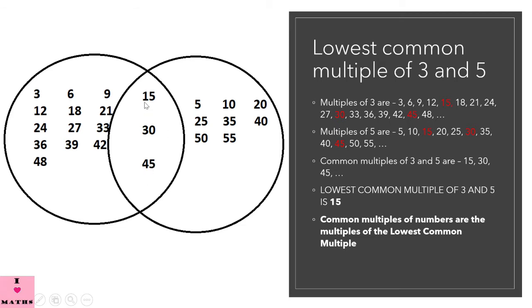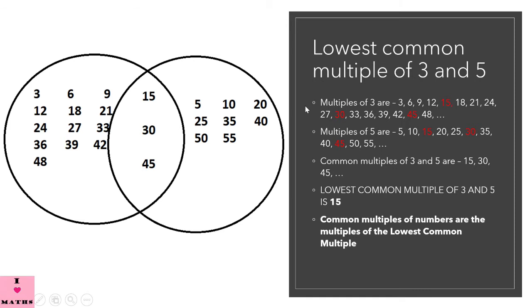And this portion is common to both the circles, beta. So these are the common multiples of 3 and 5. And they are 15, 30, 45, and there are many more. So this is how we have explained lowest common multiples of 3 and 5.